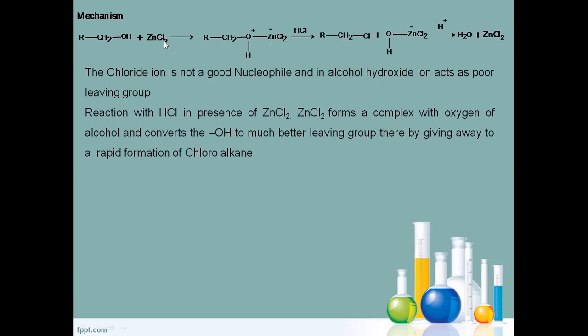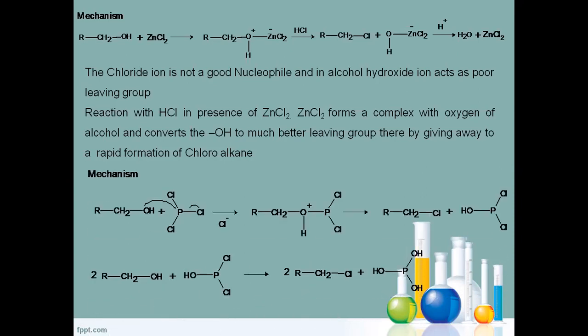So the positive charge on the oxygen is unstable, and it is converted into OH ZnCl2, and a carbocation is forming. This carbocation reacts with the chloride and forms the alkyl halide. Here the H plus is removed. The H plus reacts with the OH minus and forms the water molecule, and the zinc chloride is regenerated. So this is one of the reactions to prepare alkyl halide from alcohols.